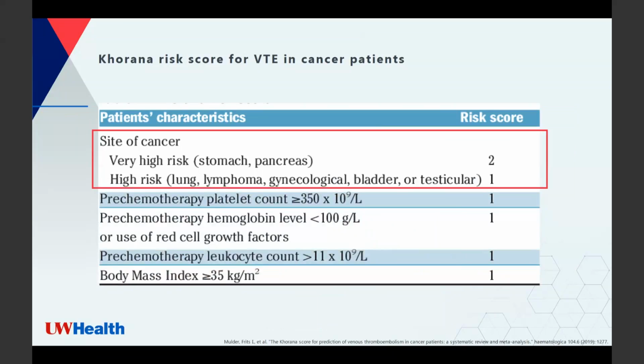And I wanted to highlight that the site of cancer is one factor in this risk assessment tool. And as you can see, again, stomach and pancreatic cancers carry the highest VTE risks, followed by lung, lymphoma, gynecological, bladder, and testicular cancers.